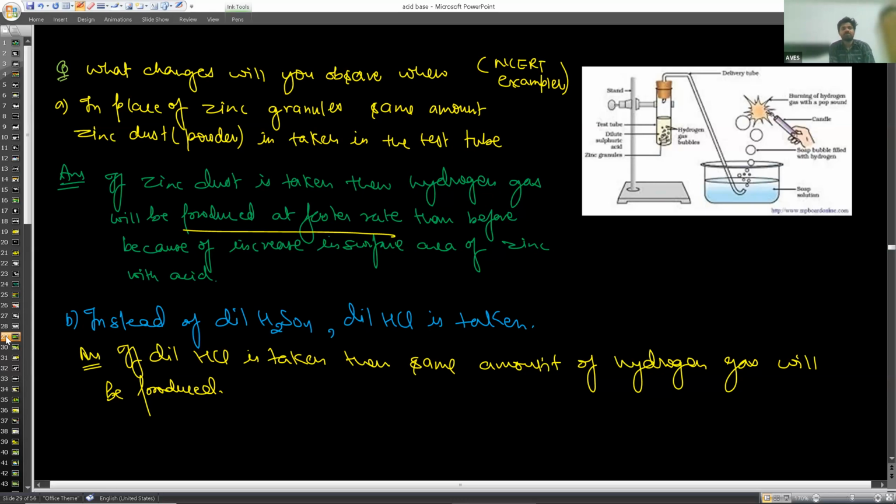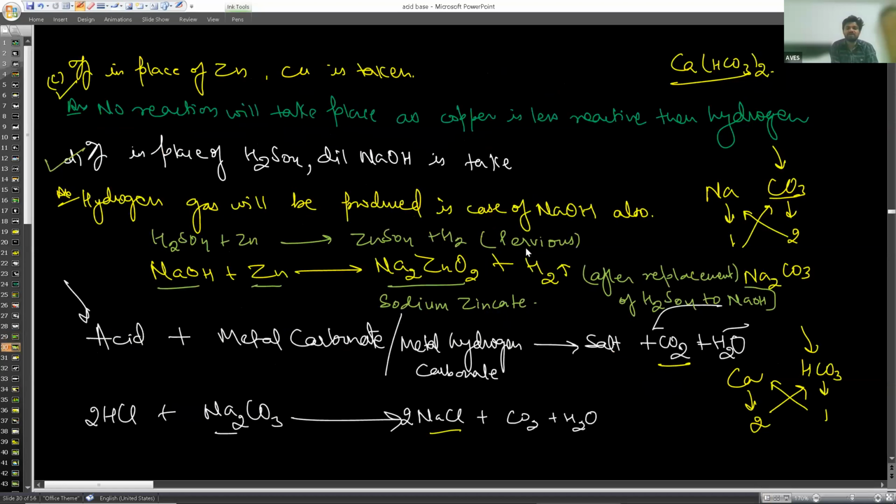So in place of zinc, if you take copper, no reaction will take place, as copper is less reactive than hydrogen. In place of dilute H2SO4, if NaOH is taken, then hydrogen gas will be produced in the case of NaOH also. When H2SO4 reacts with zinc, it gives zinc sulfate plus hydrogen gas, that was the previous reaction. But when NaOH reacts with zinc, it gives sodium zincate. So note it down up to here. This is a very important question from the NCERT exam.